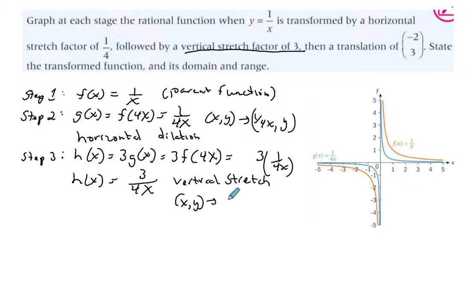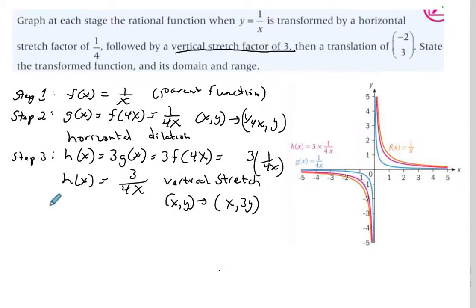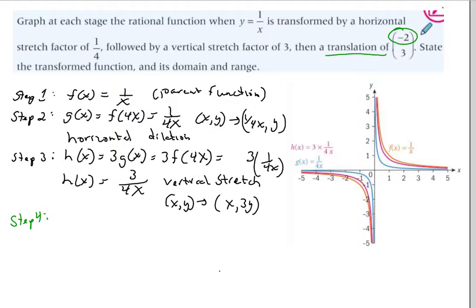In terms of each individual point, the (x, y) value of my last function g of x, now I'm going to multiply each y value by 3. So the x value stays the same, and I'm going to multiply that y value by 3, and it's going to change my transformation of my graph. As you can see, the purple line is now the new graph for step 3. Next, I'm going to deal with my translations.